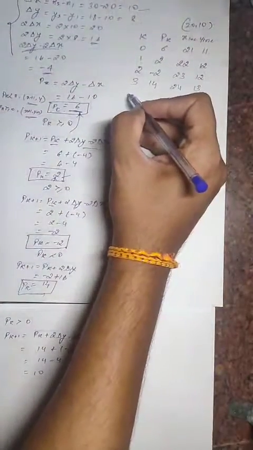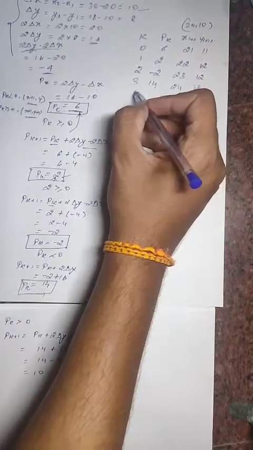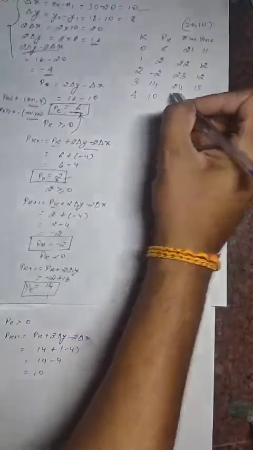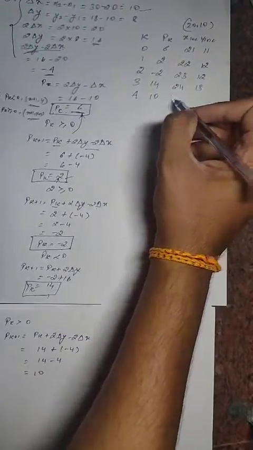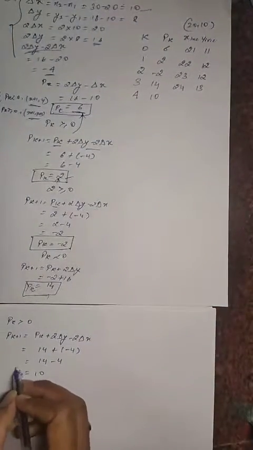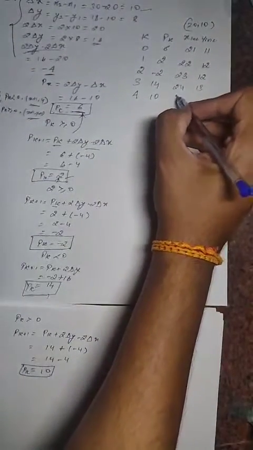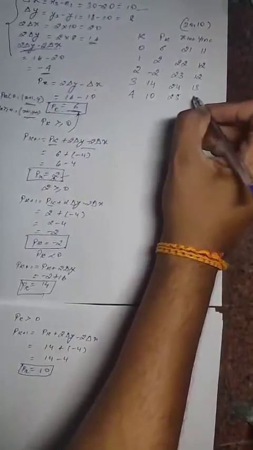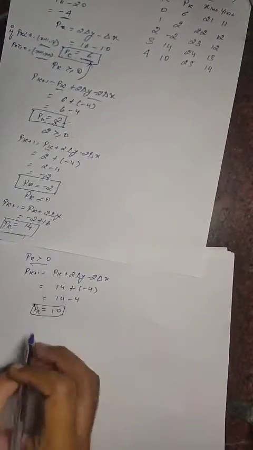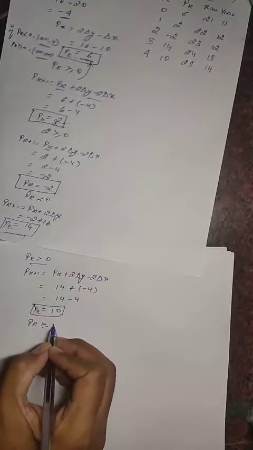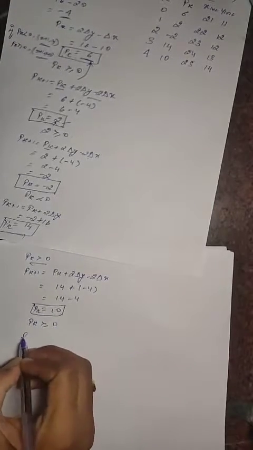So here in the fourth iteration, what is the value of pk? 10. Then if it is positive, what we need to do is increment both x by 1 and y by 1. 24 will become 25, 13 will become 14. And this is pk greater than or equal to 0, right? Again we need to follow the above step.